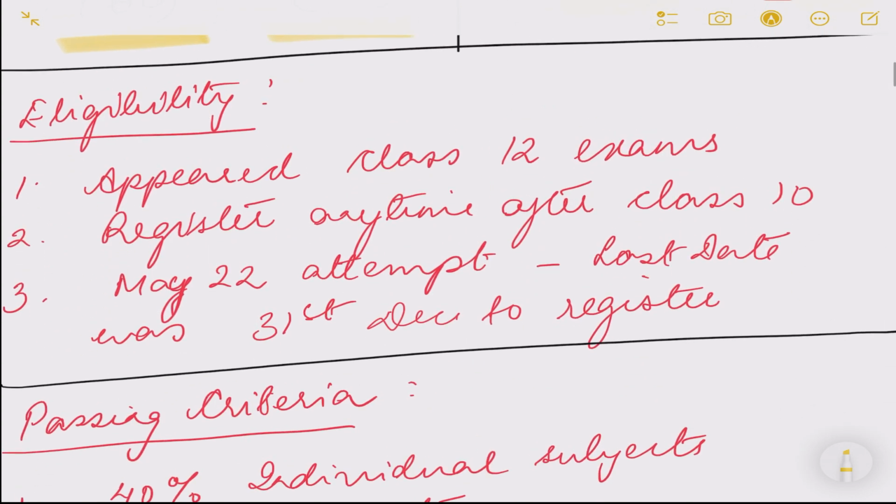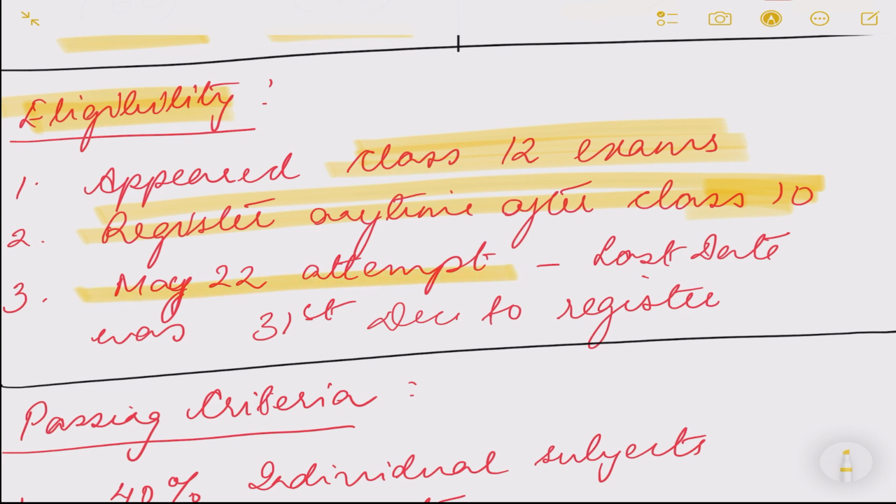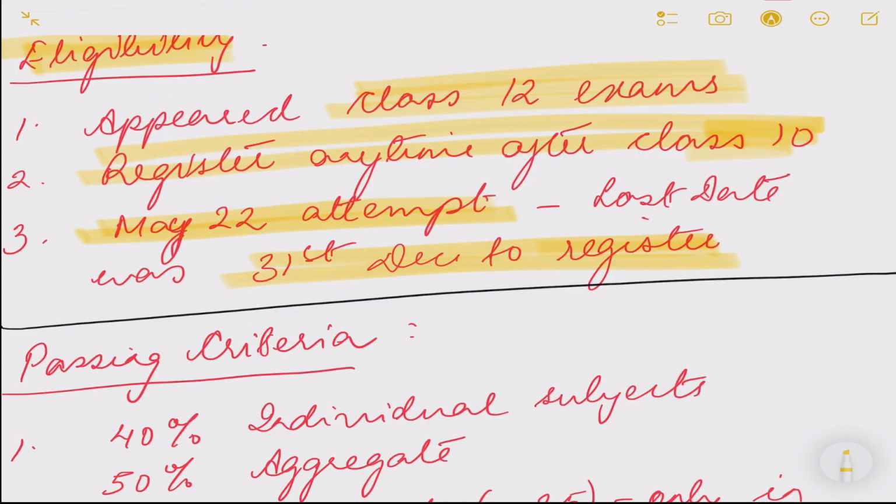So basically, to be eligible to give your CA Foundation paper, you have to appear for class 12 exams. No matter whether your results are out or not, at least you must have appeared for class 12 exams. But you can register yourself any time after class 10. So if you register any time after class 10, you will get all the books from the institute before your exams only. And then after your class 12 is over, you can straight away start your preparation. So for the May 22 attempt, the last date was 31st December to register. So students, if you haven't registered till now, then you will be eligible for November exams.